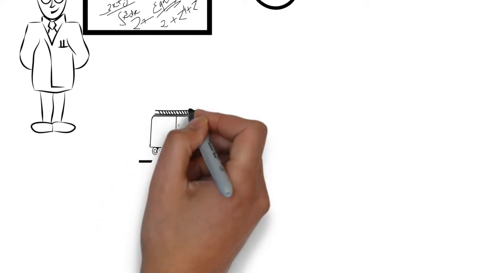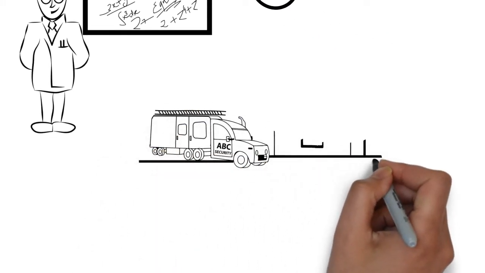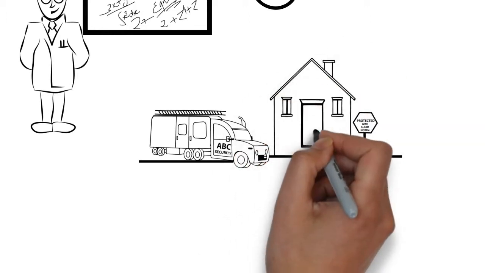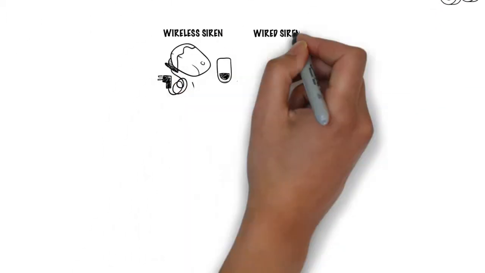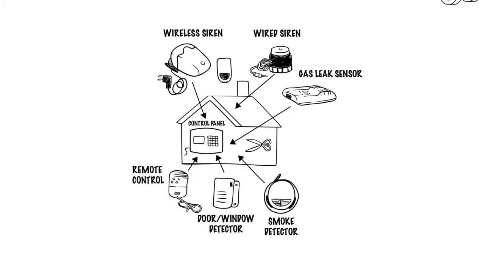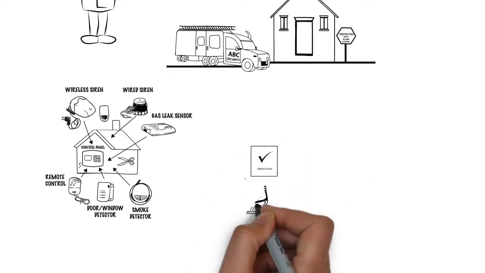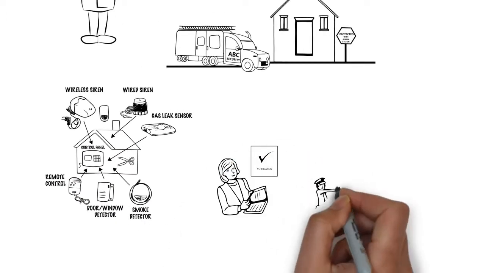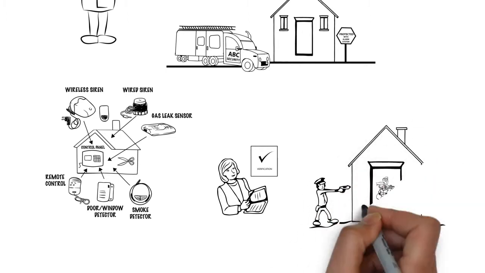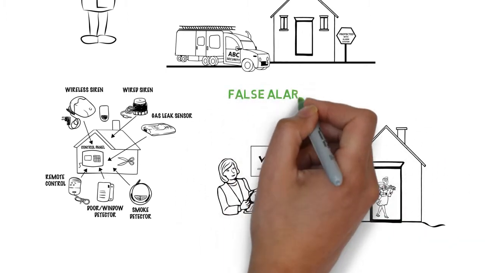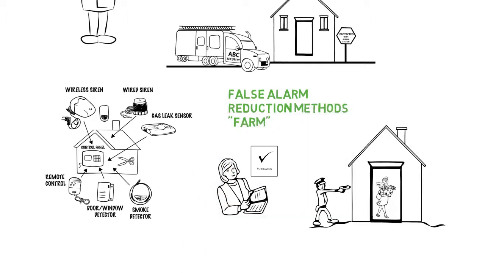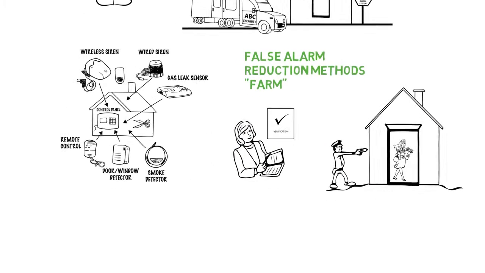For more than 50 years, false alarms have been the bane of security system alarms. There are two different approaches to verification of security systems. One is focused on verifying that there is not an emergency at the protected premises and is referred to as false alarm reduction methods, or FARM.